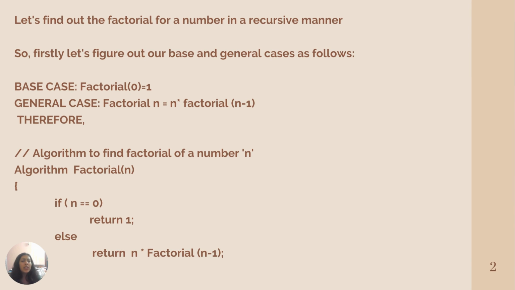Now, let's find out the factorial for a number in a recursive manner. So firstly, let's figure out our base and general cases as follows. Our base case would be factorial of 0 is equal to 1, and factorial n is equal to n multiplied by factorial n minus 1. Here is our algorithm to find factorial of a number n as follows. You can take a look at it.